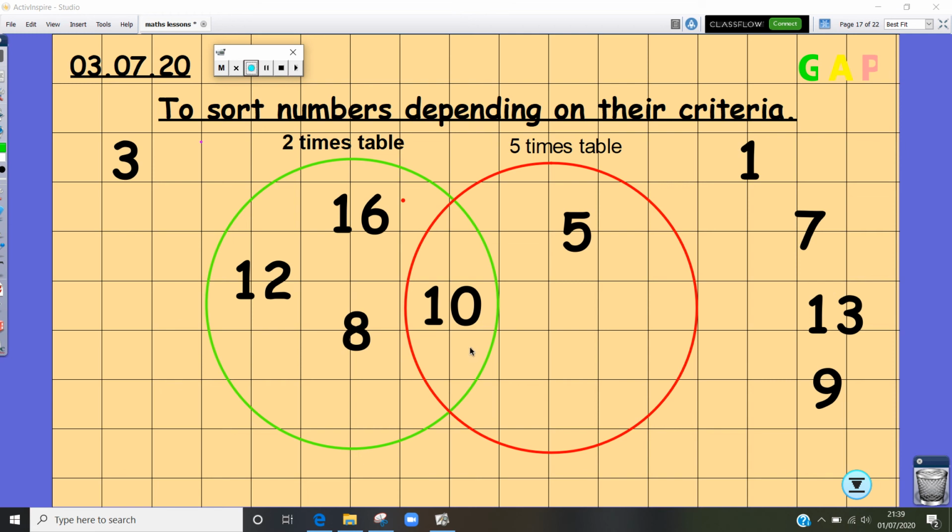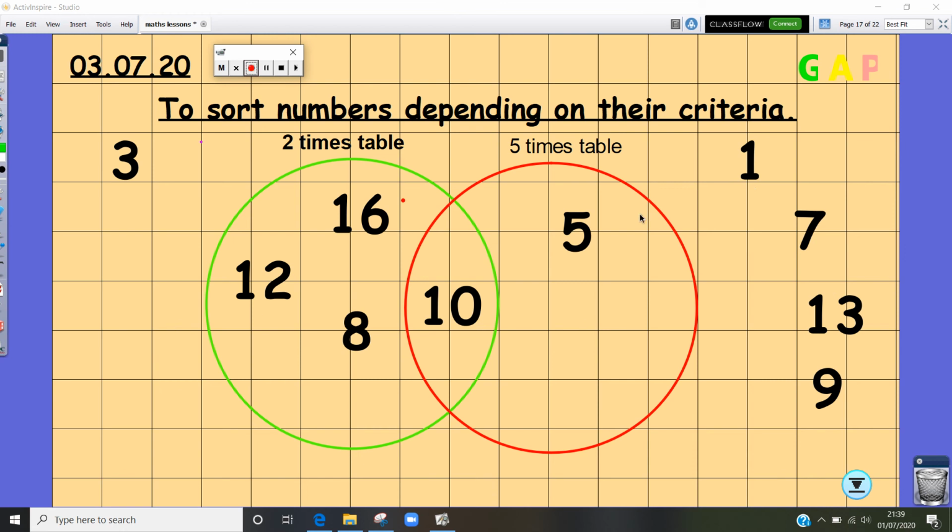Now, from the numbers that I had originally, there is only 5 from those numbers that is in the 5 times table, and 10, which we've already talked about. None of the other numbers around the outside here are in the 5 times table. And if you count up through your 5 times table, you will find that none of these numbers appear in that 5 times table.